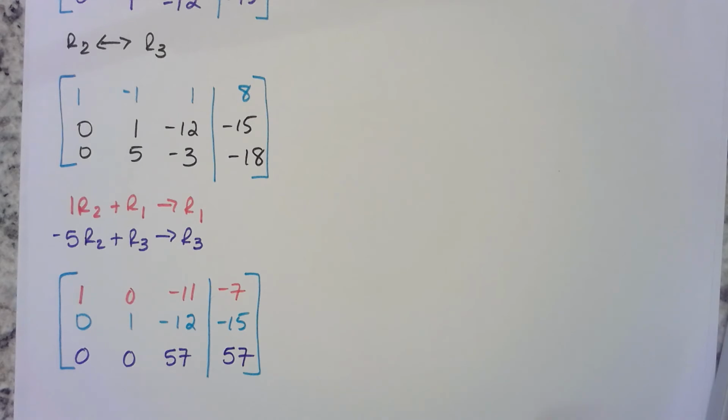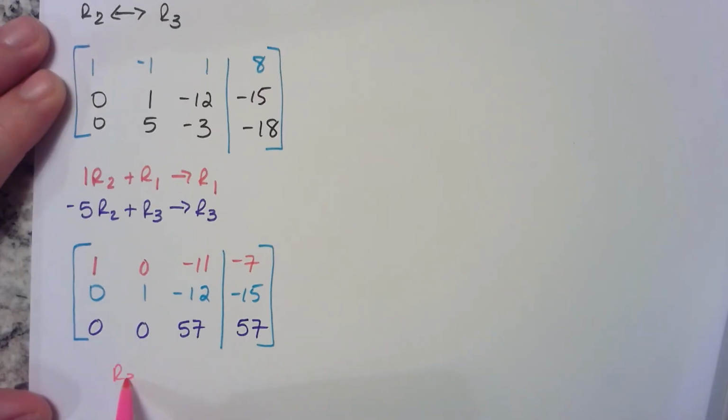So we have the first two columns in the correct order. Now we move to the last column. We need this to be a 1, and then we need these to be zeros. Well, to make that a 1, all you have to do is divide that row by 57. So row 3 divided by 57 is a new row 3.